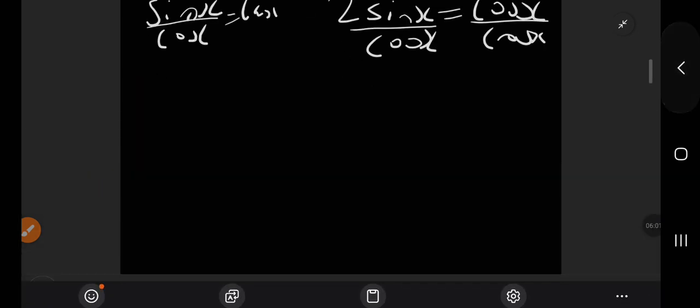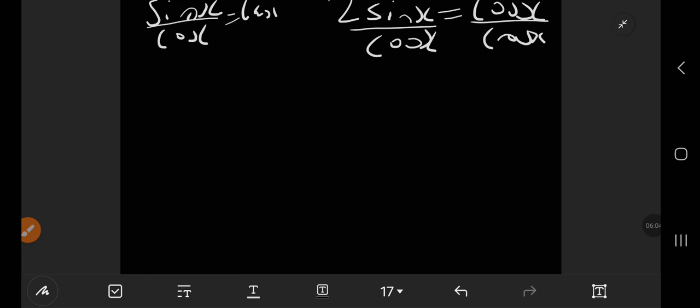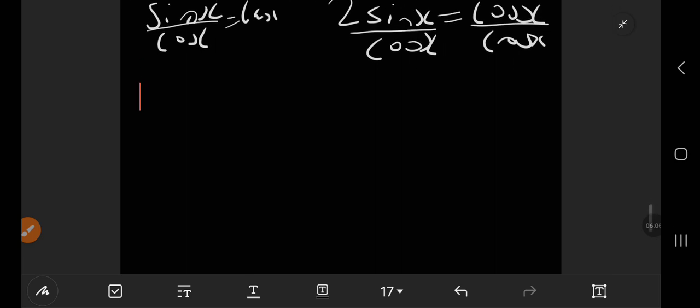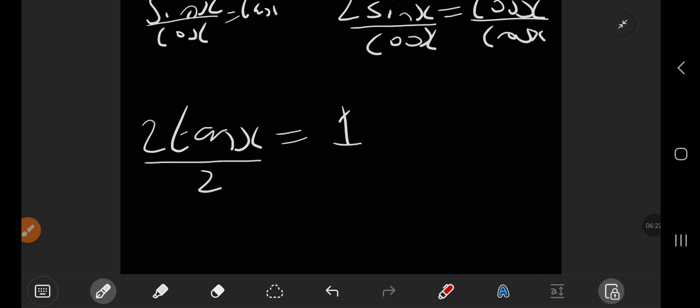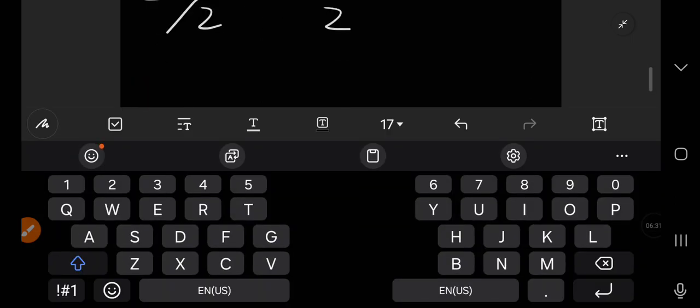And then 2 sine x over cos x would just be 2 tan x. So this becomes 2 tan x equals 2, since cos x over cos x is equal to 1. Then what can we do here now? We want to make it a single trig ratio. What's disturbing us is this 2 that's multiplying, so I'm going to divide both sides by 2. Then this and this will divide into each other because there's multiplication taking place. You agree?